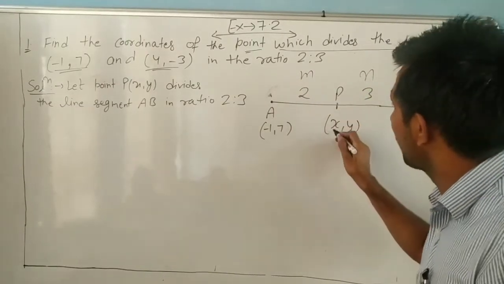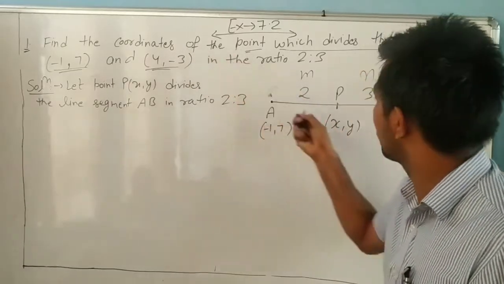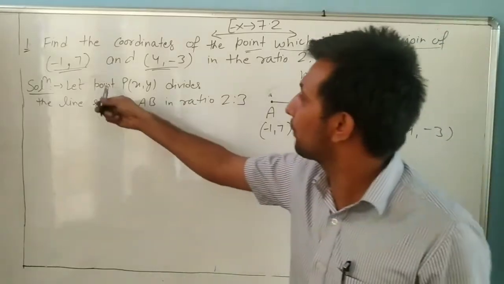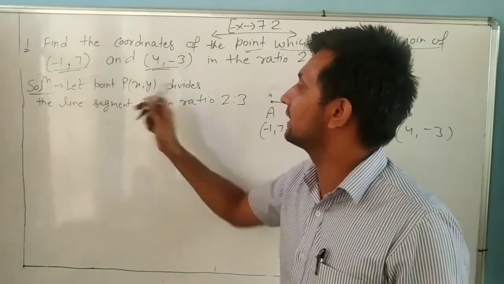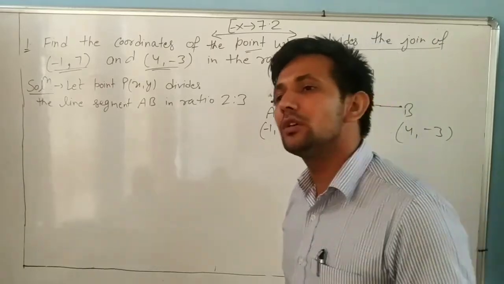And we want to find the coordinate of this point P. What are x and y? So let point P (x, y) divide the line segment AB in the ratio of 2:3.